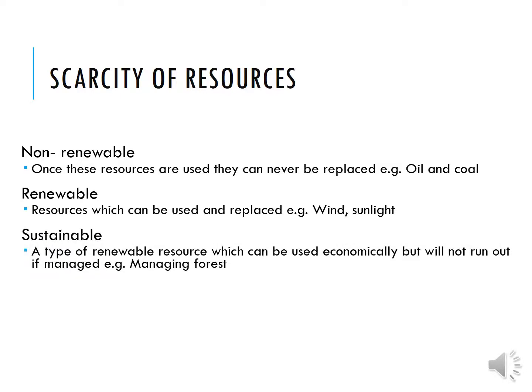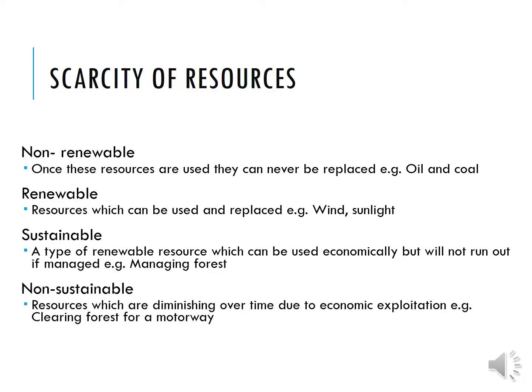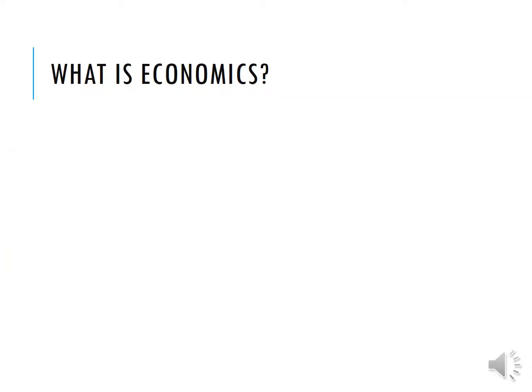We've got sustainable, so these can be used economically, but won't run out if they're managed properly, so managing a forest or allowing fish stocks to recover. And then we've got non-sustainable. So these are resources which are diminishing over time due to economic exploitation, for example, clearing away the Amazon rainforest to make way for motorways. So again, let's make sure in our notes that we've got all of these key terms down, and once we've done that, we'll move on.